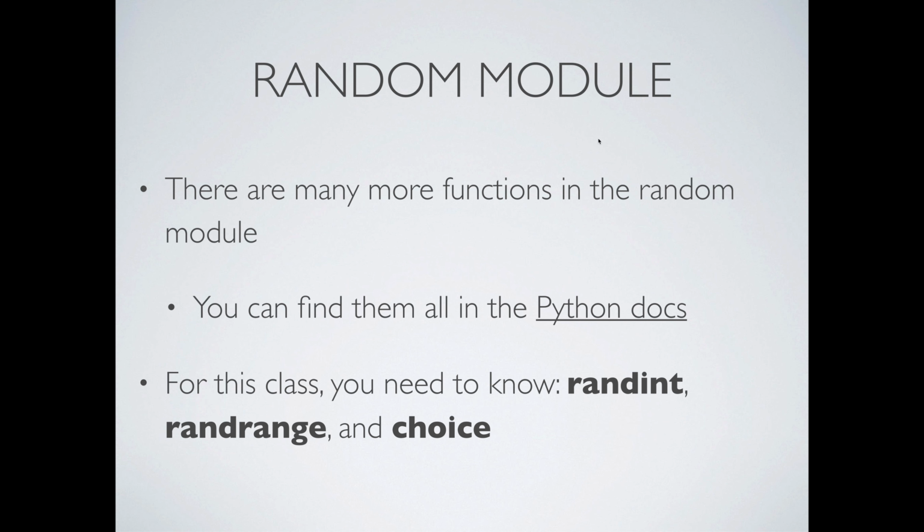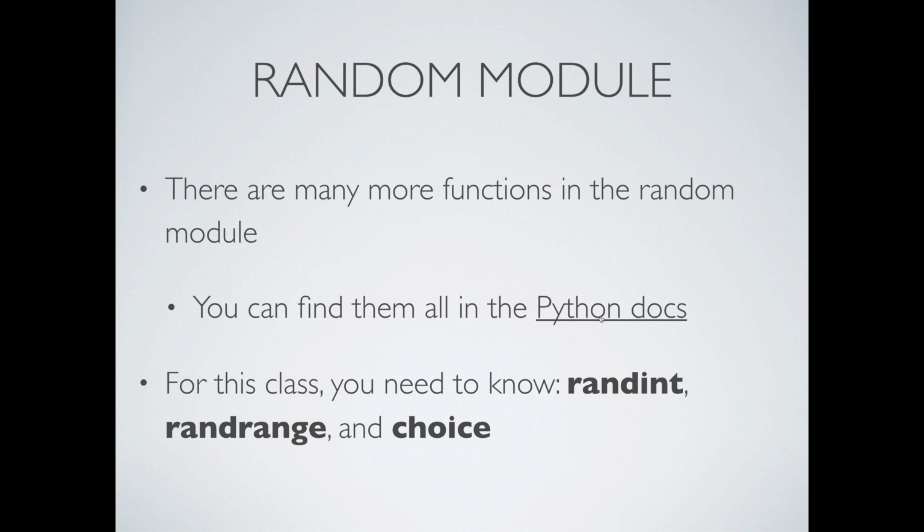That said, there are a lot more functions in the random module. Just like with the turtle module, we only had time to cover a subset of everything that you have at your fingertips to use from that module. Same thing with random. I've just shown you 3. There are plenty more, and you can find all of them in the Python docs. I have linked the Python docs about random on Canvas, so you can go ahead and check out that link. That said, for this class, you only need to know how randInt, randRange, and choice work.